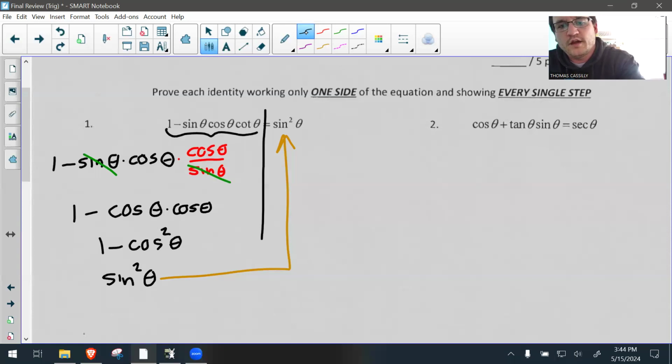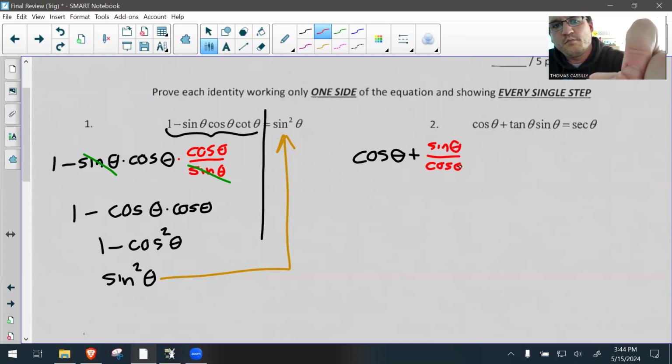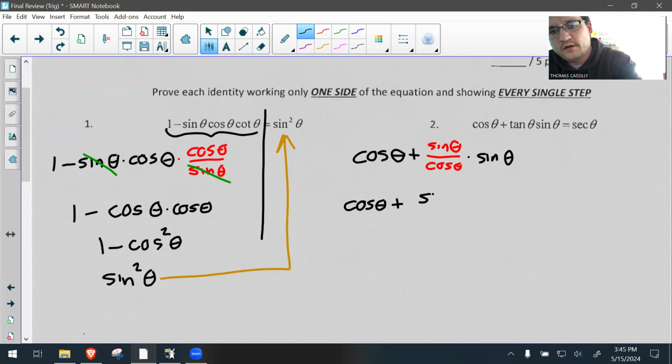All right, so on this next one here, I see a cosine of theta plus that tangent. I'm going to change that into the sine of theta over the cosine of theta, and this is being multiplied by the sine of theta. We want to show that this mess is equal to a secant. So here's where we're at. I see a cosine of theta plus we have a sine squared of theta, since sine times sine gives us that sine squared over a cosine.